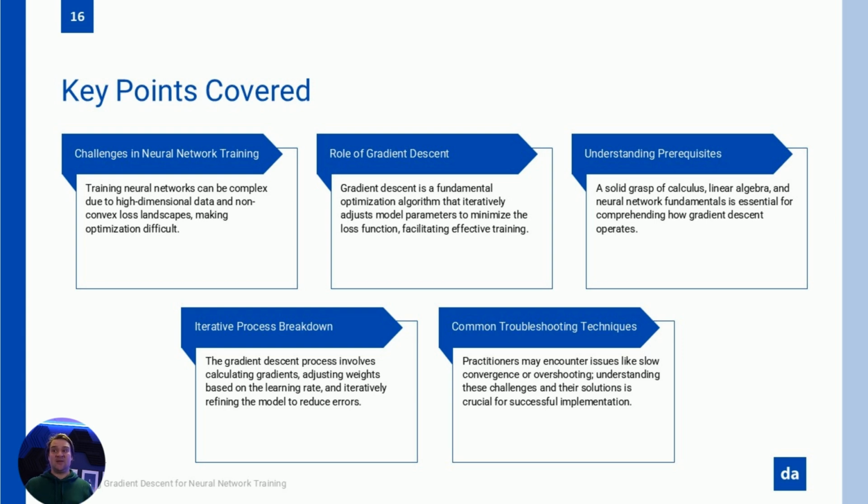We also tackled some common roadblocks like slow convergence, that frustrating crawl toward the minimum, which we solved with techniques like learning rate optimization and batch normalization; overshooting, the chaotic jumping that we fixed with adaptive learning rates and schedulers; and let's not forget avoiding local minima, those deceptive traps that can derail your model entirely.